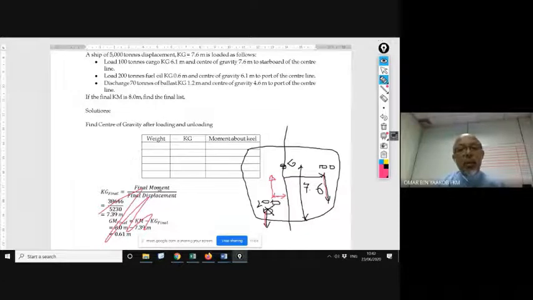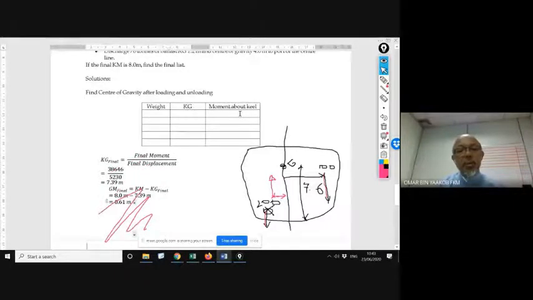Okay, so we find the final weight and the final moment, and you divide the final moment by the weight, you get the final center of gravity. So we will need to correct that and then resend it to you. And then find the moment. So this moment seems to be correct.